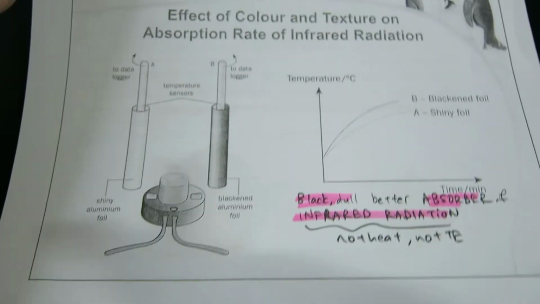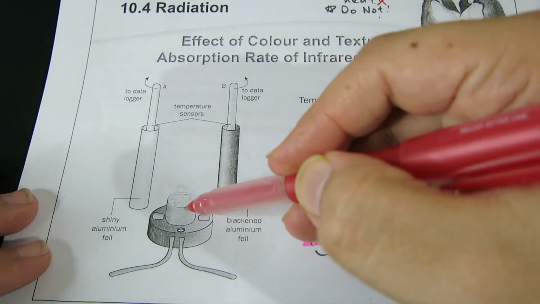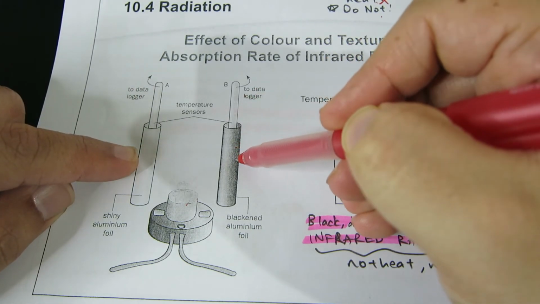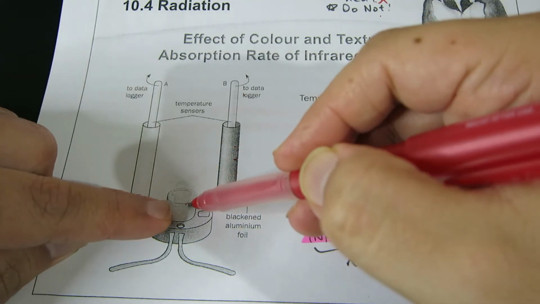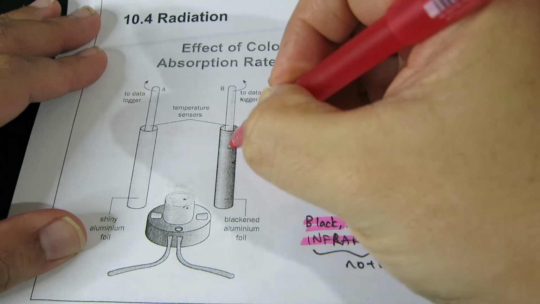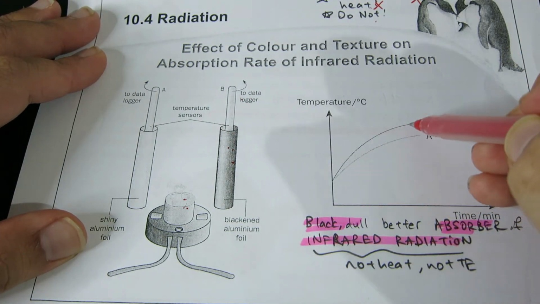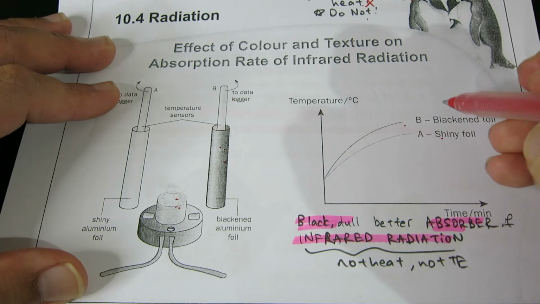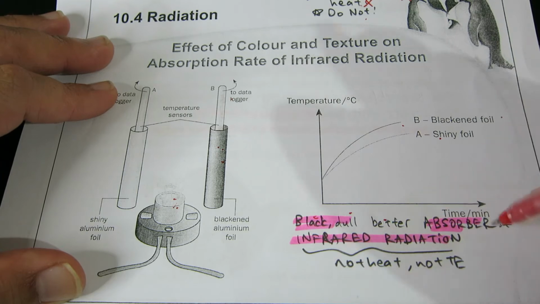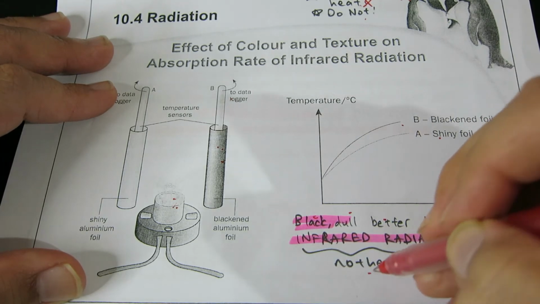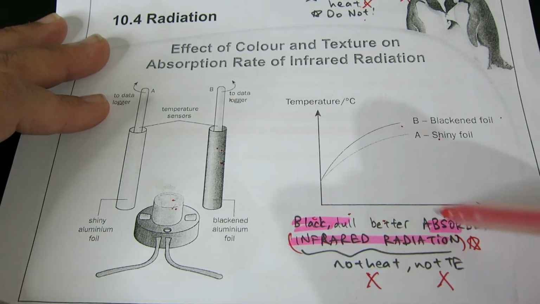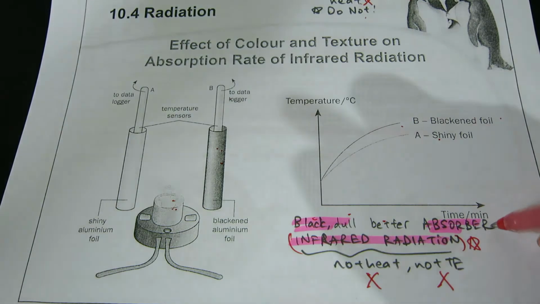Alright, if I have a heating object, a temperature sensor, and two objects here, one is black and dull, one is shiny and silver, and I have a heater here, you will notice that the object that is black will have a tendency to have its temperature increase much faster than the shiny surface. We can make the inference that black dull surfaces are better absorbers, again not of heat, not of thermal energy, but infrared radiation. So black and dull compared to shiny are good absorbers of infrared radiation.